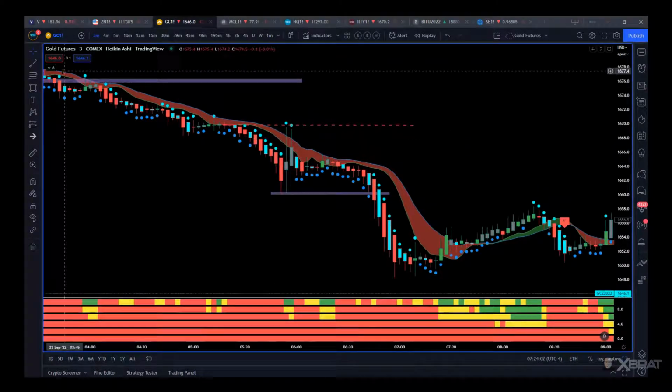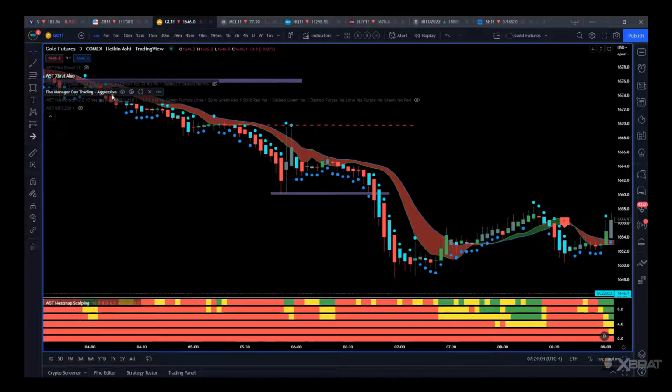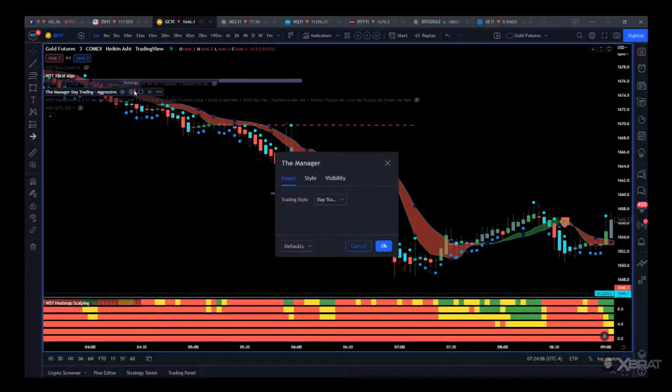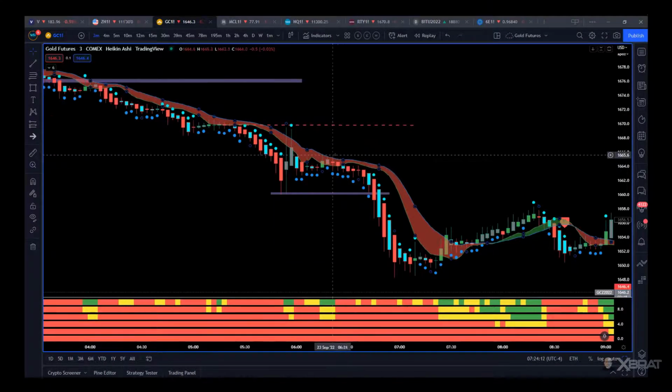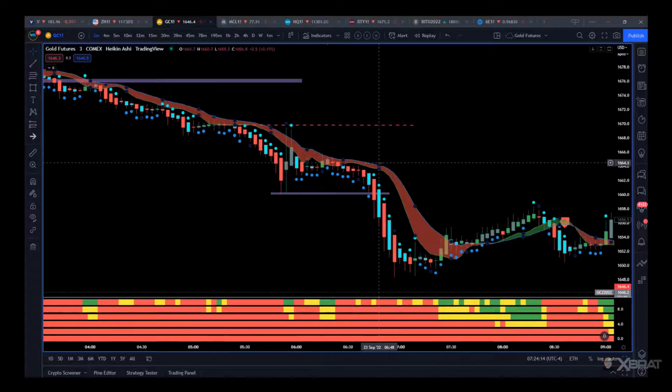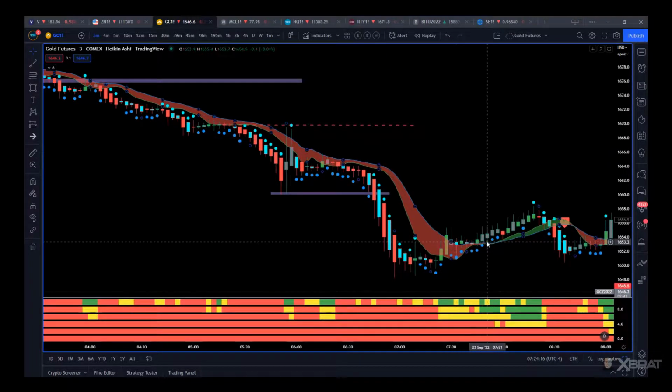And this ribbon, the manager, is set to aggressive. Okay, we've got day trading, aggressive, moderate, conservative, and swing trading. This is on aggressive. So if this changed to green, we'd get out. It didn't. Time to stay in. Make that 200 plus ticks. The manager is there to stop you from panicking, so you can understand the behavior.